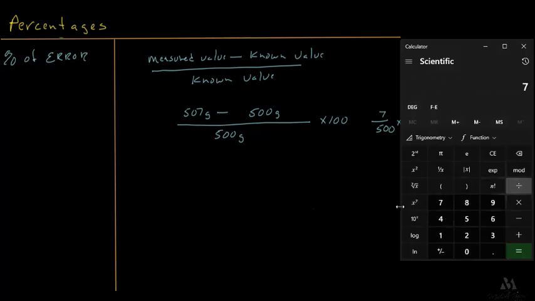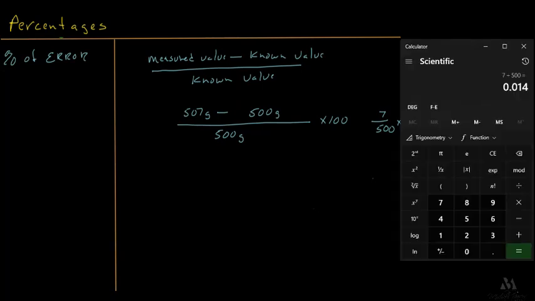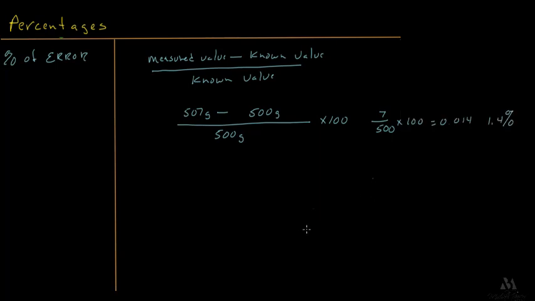So 7 divided by 500 equals 0.014, and if we multiply that times 100, we get 1.4%. So that is how we find the error. So we have an error of 1.4%. How about percent concentration?